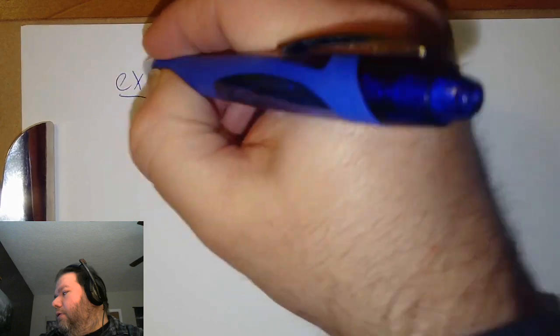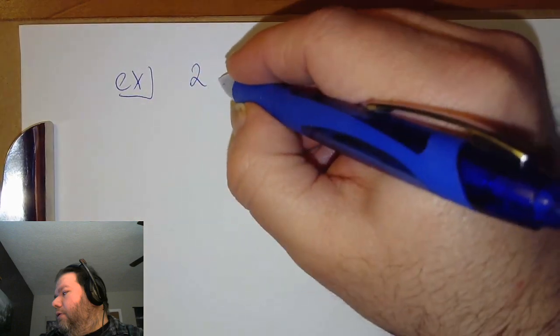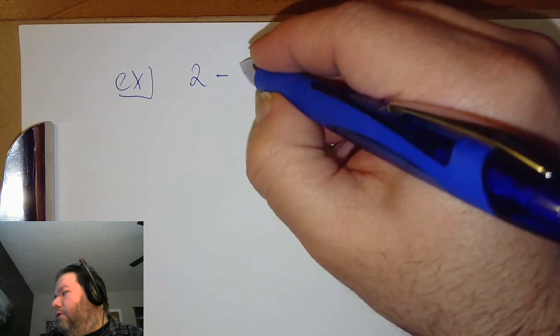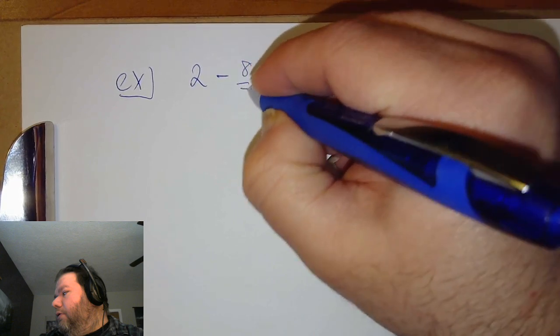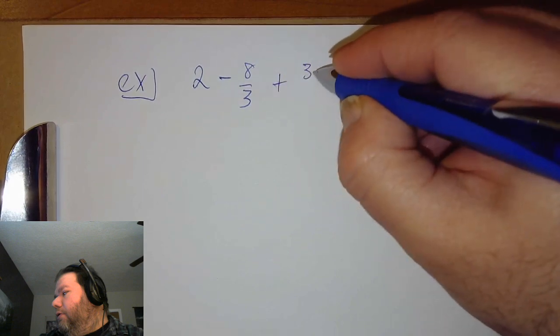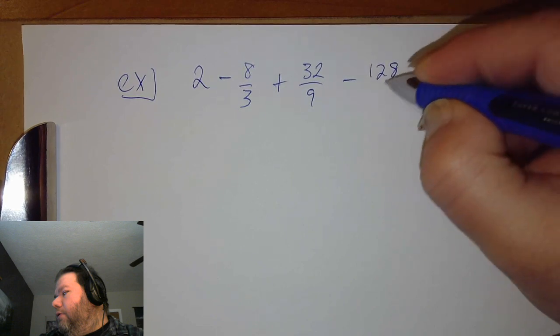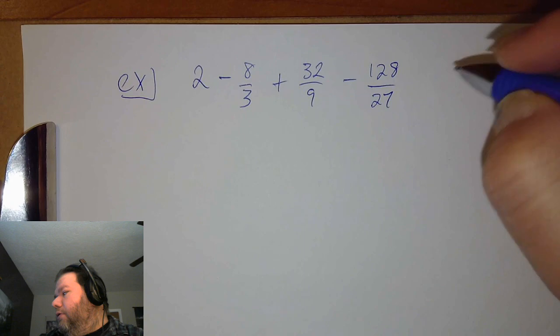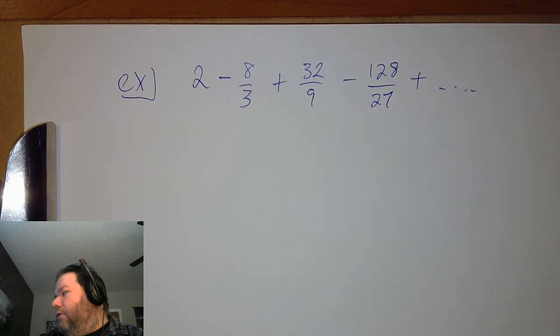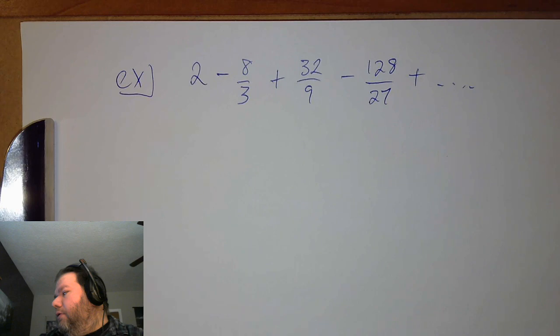So, for example, let's look at another geometric series. 2 minus 8/3 plus 32 over 9 minus 128 over 27, and so on. Sometimes we can recognize the ratio by looking at the expression. Other times we will have to actually divide the consecutive terms to determine what the ratio is.